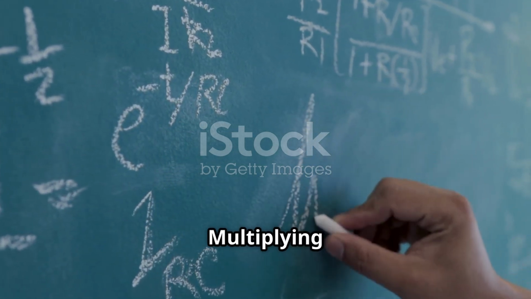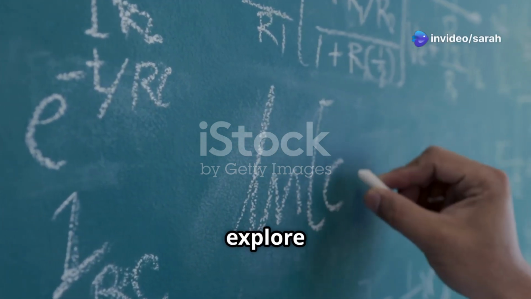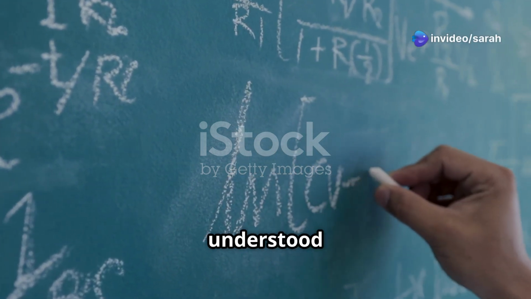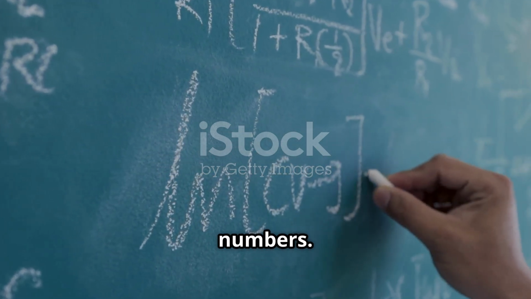Section 6. Multiplying integers, repeated addition with a twist. In this section, we will explore how multiplication of integers can be understood as repeated addition, but with a crucial twist that involves the signs of the numbers.